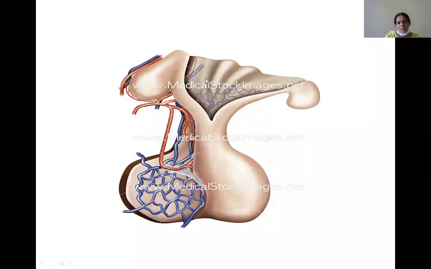Remember this. What are the hormones being secreted in the hypothalamus? All the releasing hormones, that is GHRH, growth hormone releasing hormone, TRH, thyroid releasing hormone, CRH, the corticotropin releasing hormone. And these hormones which are being synthesized here have to reach the pituitary.